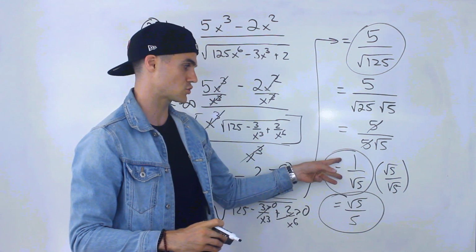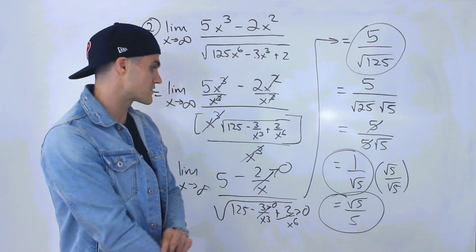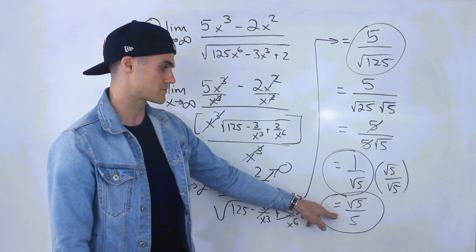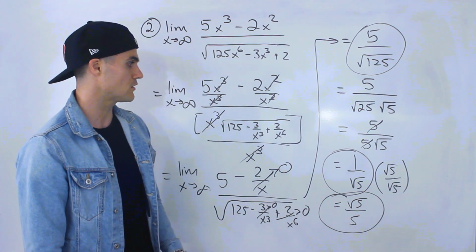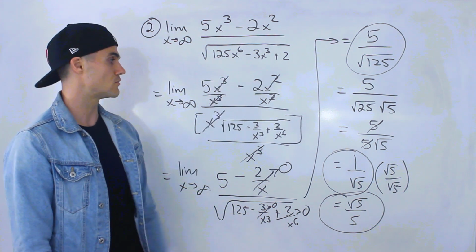Over here. But sometimes they'll show this answer. They'll allow square roots in the denominator. Some profs, some textbooks want you to rationalize, so they'll show that. But either way, one of these three answers, that's the answer to this limit.